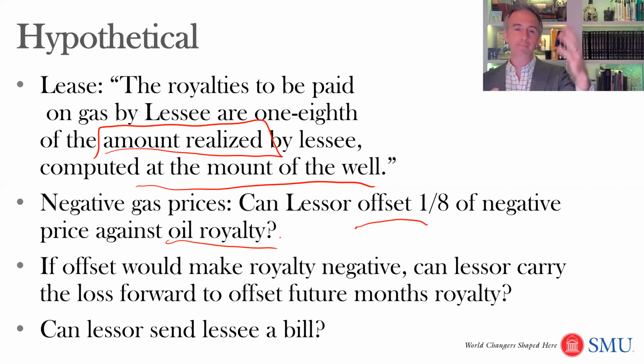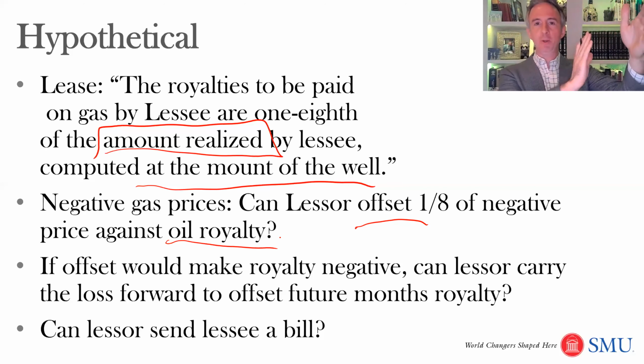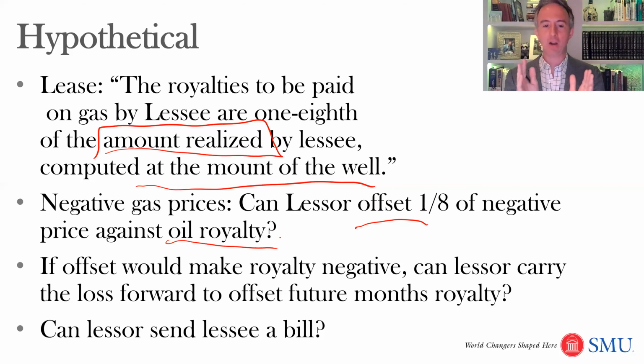So normally, I would give you $100 in oil. Right now, I'm paying $20 to get rid of your gas. So instead, I'm just gonna give you $80. I'm gonna net that out. So can the lessor offset that 1/8 of the negative price against the oil royalty? Important question. Think about what you think about that.